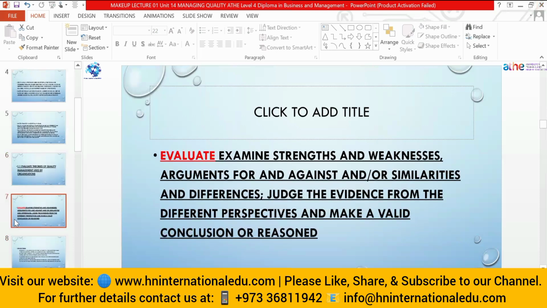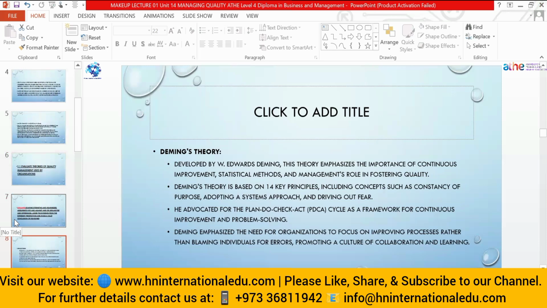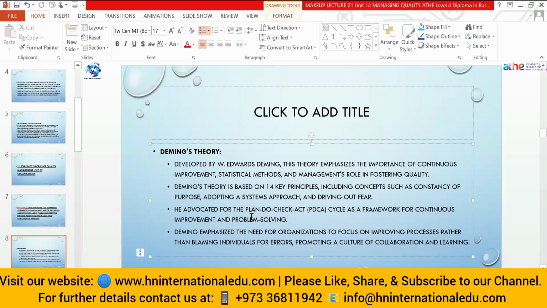The first one, Deming's theory. This was developed by W. Edwards Deming. This theory emphasizes the importance of continuous improvement, statistical methods, and management's role in fostering quality. That is, the ultimate aim is quality. But what we are going to emphasize in this, according to Deming, is that it is important to focus on improvement, whether we are pursuing it with the product or we are going to pursue it in the future. Then his theory was based on 14 principles, including the constancy of purpose, adopting a systems approach, and driving out fear.